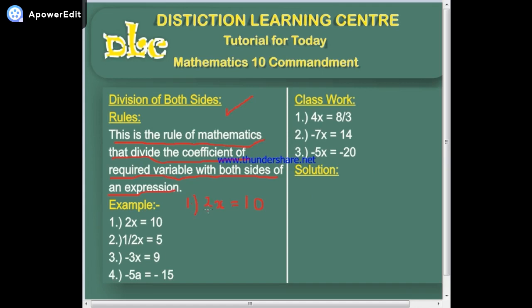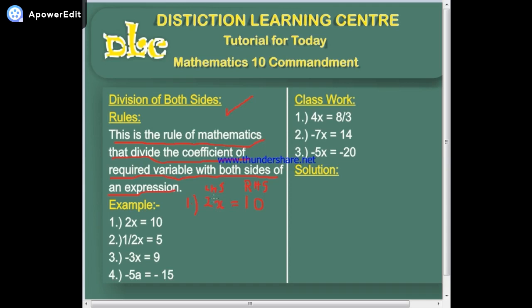Now, when we are talking about division of both sides, it says that we are going to divide both sides, that is the left hand side and the right hand side. That means we are going to divide both sides by the coefficient of x, that is, the coefficient of the variable given to you.